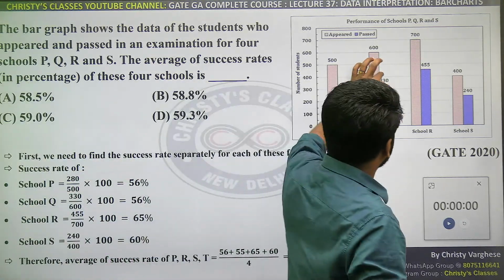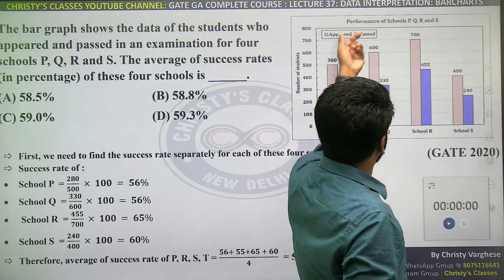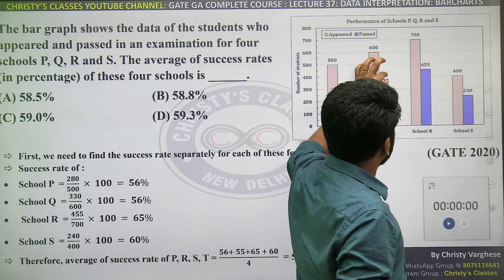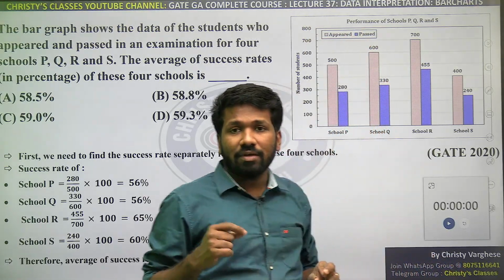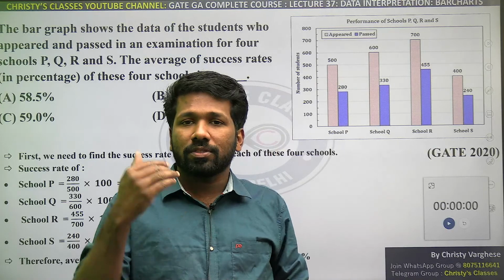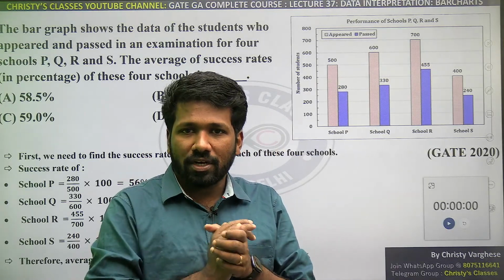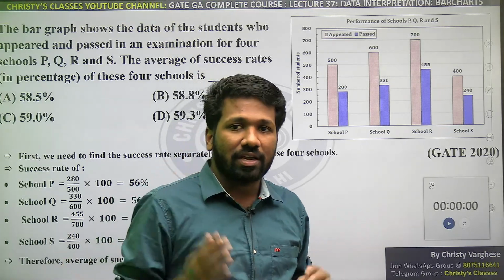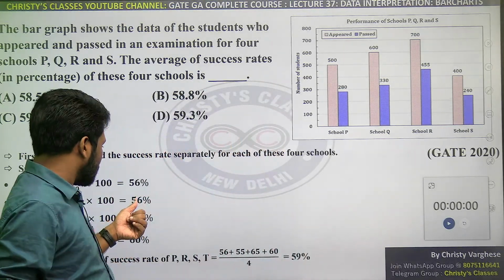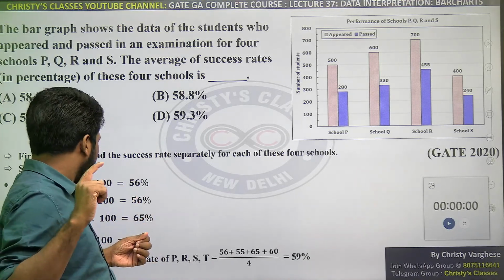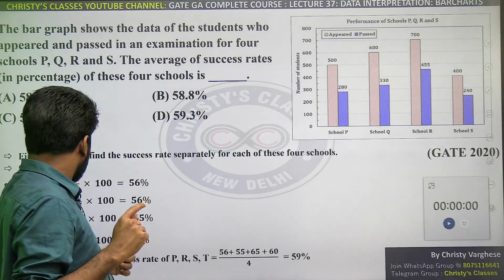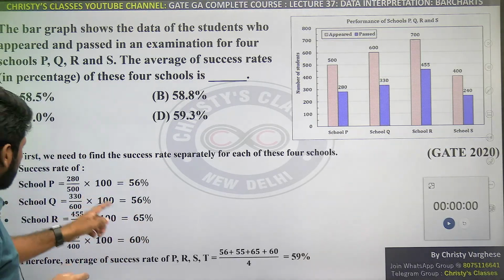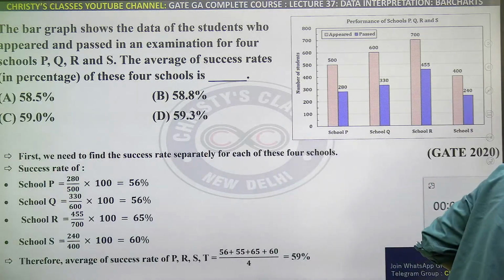Similarly, school Q has 330 people. The blue region is passed and the pink region is appeared. So 330 by 600. Again mental math can be used. 300 by 600 is 50%. 360 by 600 is 60%. Okay, there is a correction. It should be 55%.